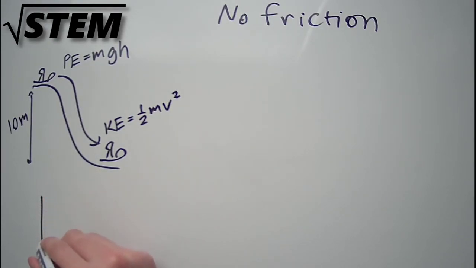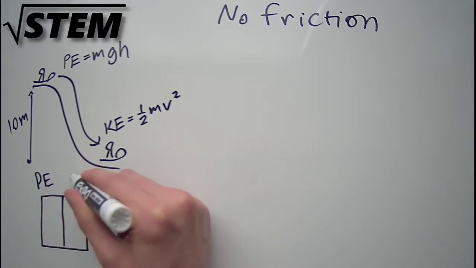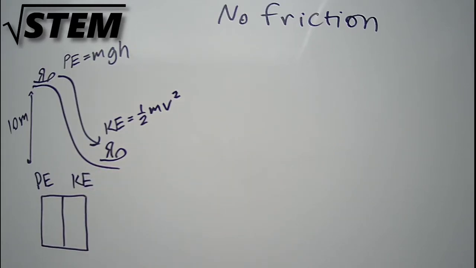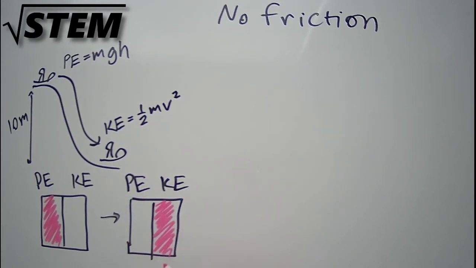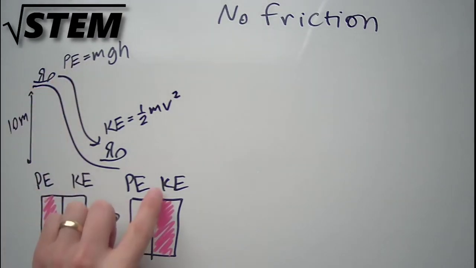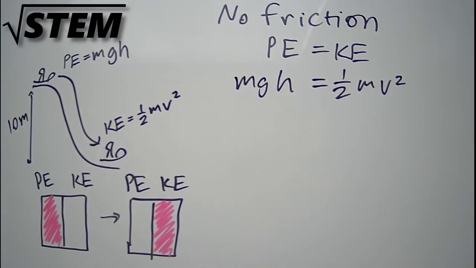So when we conserve energy, what we're basically saying is that we always have the same total amount of energy. It only changes forms. I usually like to draw this with a bar graph. So at the beginning, we would say that all of our energy is in the potential energy column, but then at the end, all of our energy has transformed into kinetic energy. So this tells us that we can set our potential energy at the beginning exactly equal to our kinetic energy at the end.